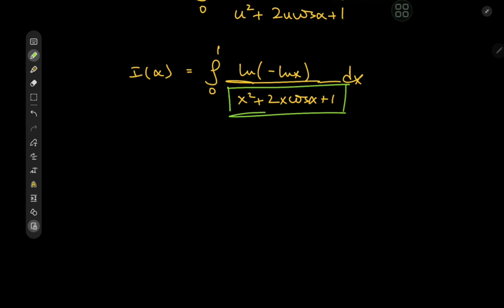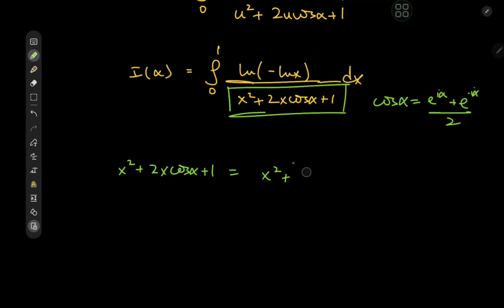The cosine function has this really cool definition in the complex realm, that is cosine alpha equal to e to the I alpha plus e to the negative I alpha divided by 2. So we have x squared plus 2x cosine alpha plus 1 equal to x squared. Now, because we have 2 cosine alpha, that means we have x times the sum of exponentials. So we have e to the I alpha plus e to the negative I alpha plus 1.